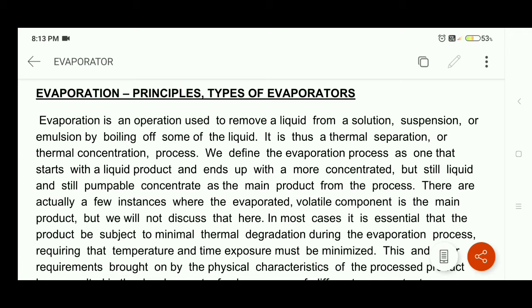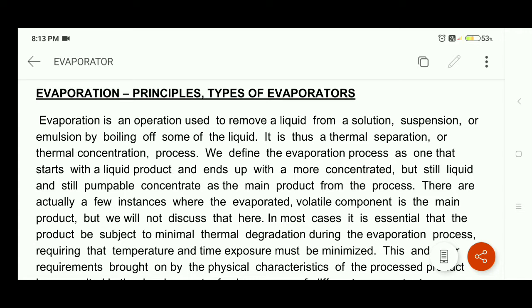Evaporation. Evaporation is an operation used to remove a liquid from a solution, suspension, or emulsion by boiling off some of the liquid. It is thus a thermal separation or thermal concentration process. We define the evaporation process as one that starts with a liquid product and ends up with a more concentrated but still liquid and still pumpable concentrate as the main product from the process. There are actually a few instances where the evaporated volatile component is the main product, but we will not discuss that here.